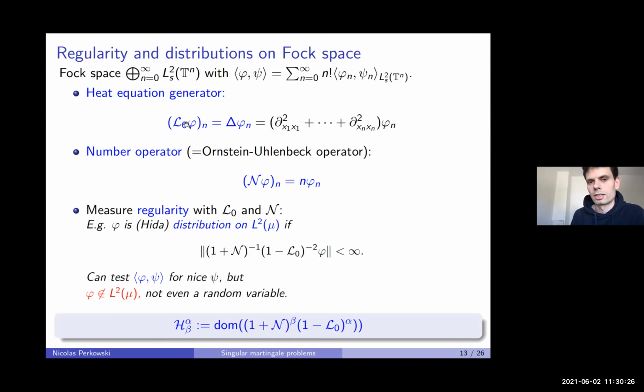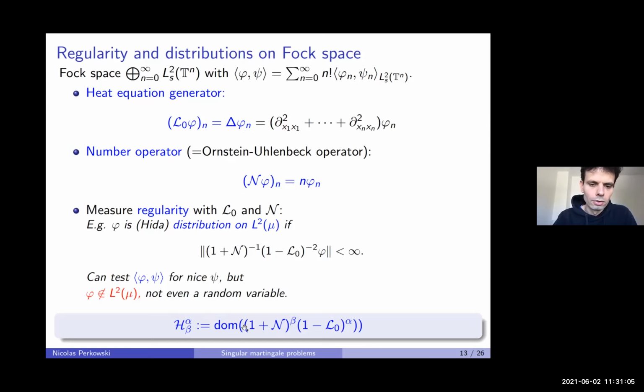And this is just acting on such a sequence of functions. It just takes the nth function for each n and applies the n-dimensional Laplacian to it. So this is basically just like the Laplacian in this setting. And then we have the number operator. This here measures the regularity of the kernels in this expansion, and this operator here measures the size of the kernels. So it's just multiplying the nth kernel with n. And based on this, we then define function spaces.